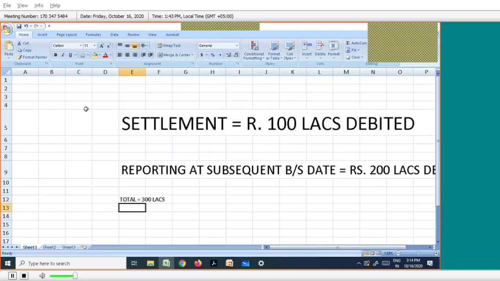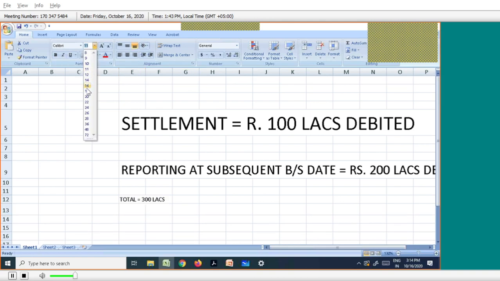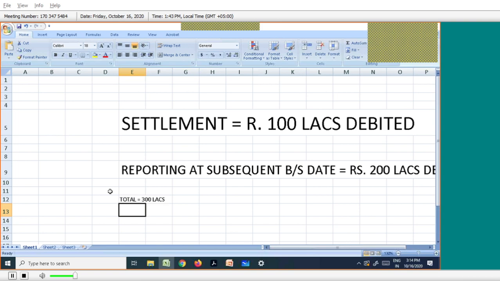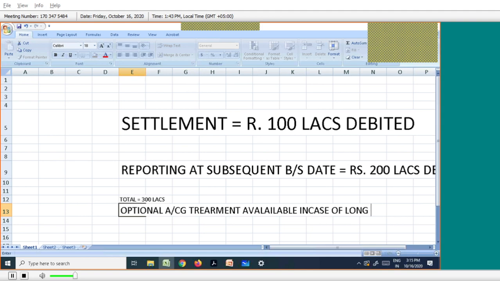This is the general accounting treatment. This is the correct answer as per existing rules. But optional accounting treatment is also available for certain items. Optional accounting treatment is available in case of long-term foreign currency loans.